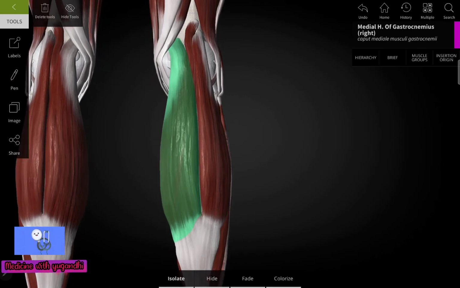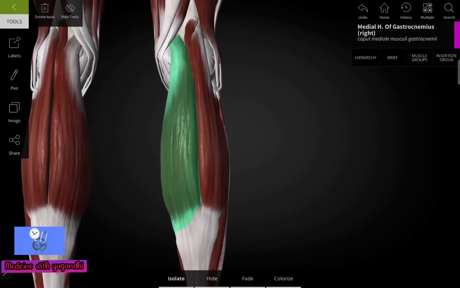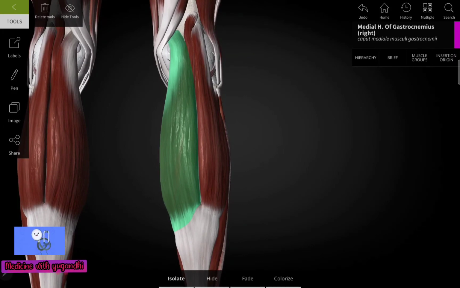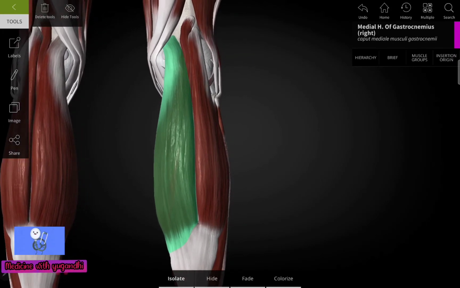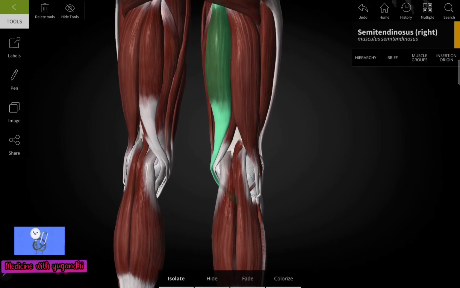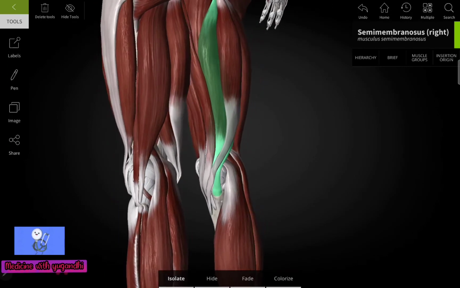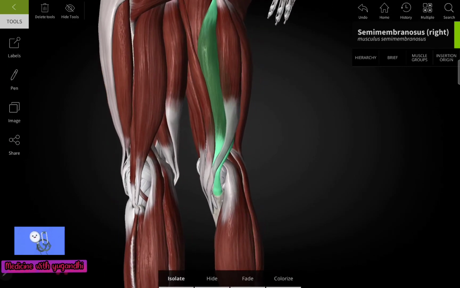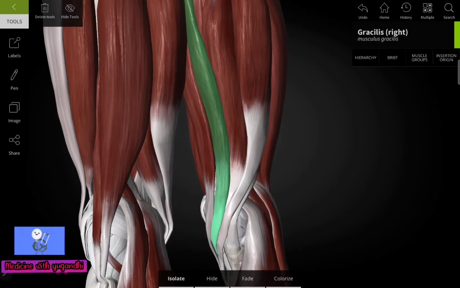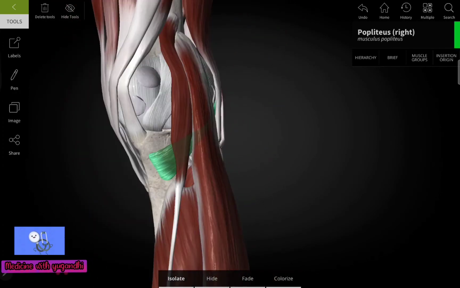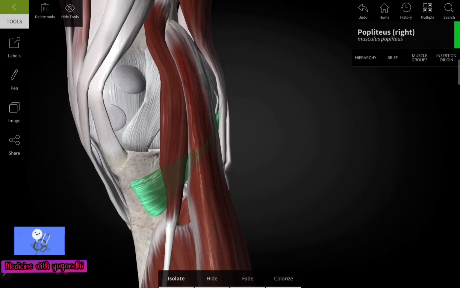Then coming to the posteromedial relations of the fibrous capsule. Posteromedially, it is related to the medial head of the gastrocnemius, which you are seeing here. Then also to the semitendinosus, here you can see the semitendinosus muscle. And also to the semimembranosus, here you can see the semimembranosus muscle. And also to the gracilis, this is the gracilis muscle. Sometimes the popliteus is also related to the fibrous capsule at its insertion. Here you can see the insertion of the popliteus muscle, which sometimes is related to the fibrous capsule posteromedially.